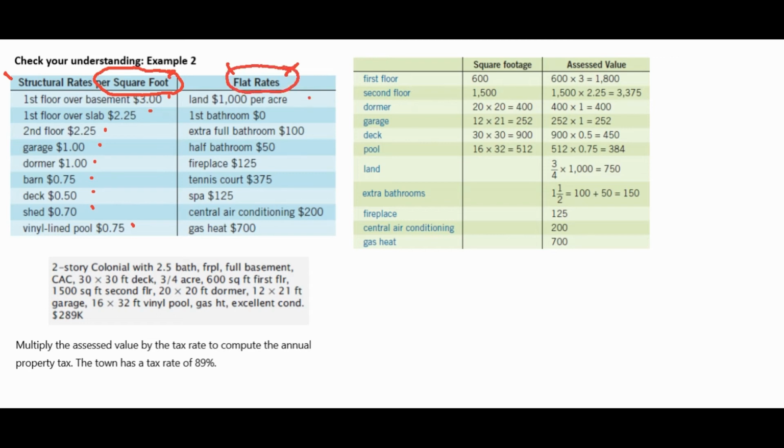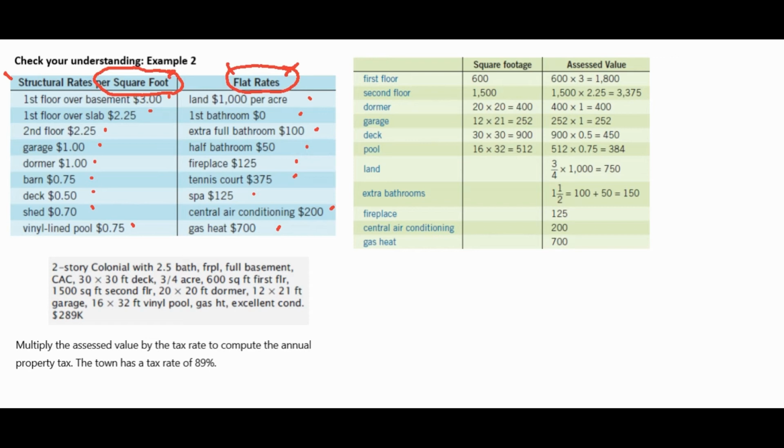And on the right side of this table, we have flat rates. So if it's for the land, it's $1,000 per acre, right? And we prorate that. If it has a bathroom, the first bathroom doesn't cost anything, but each additional full bathroom is $100. If you have a half bath, meaning that there's no shower, just a toilet and a sink, then that's $50. If you have a fireplace, $125. If your place has a tennis court, that would be awesome, but they tax you for that. A spa, central air conditioning, gas heat, all that stuff. So they're calculating the value.